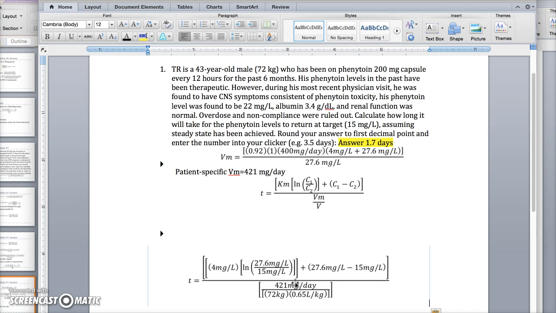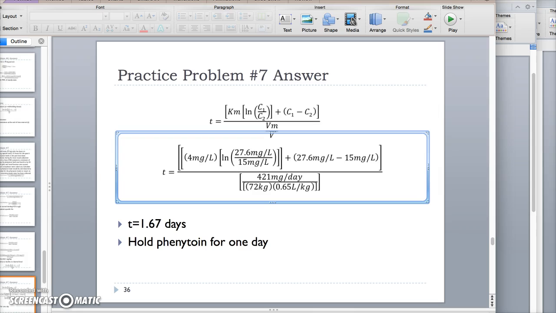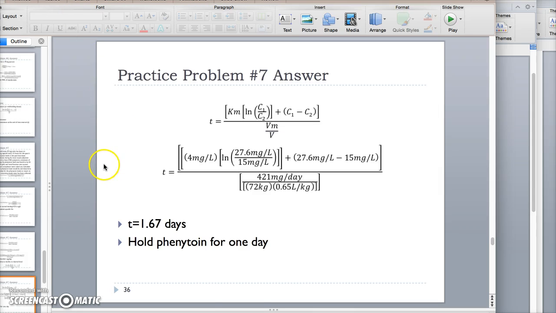Now, what I had on my previous lecture slide did not convey this particular order of calculation. So I posted a revised form, and it will be reflected this way. You do 27.6 over 15, take the natural log, multiply it by the Km, and then you add the difference between the two concentrations. That's your numerator, and you divide that by whatever you get from the denominator. The answer will be 1.67 days for this particular problem.